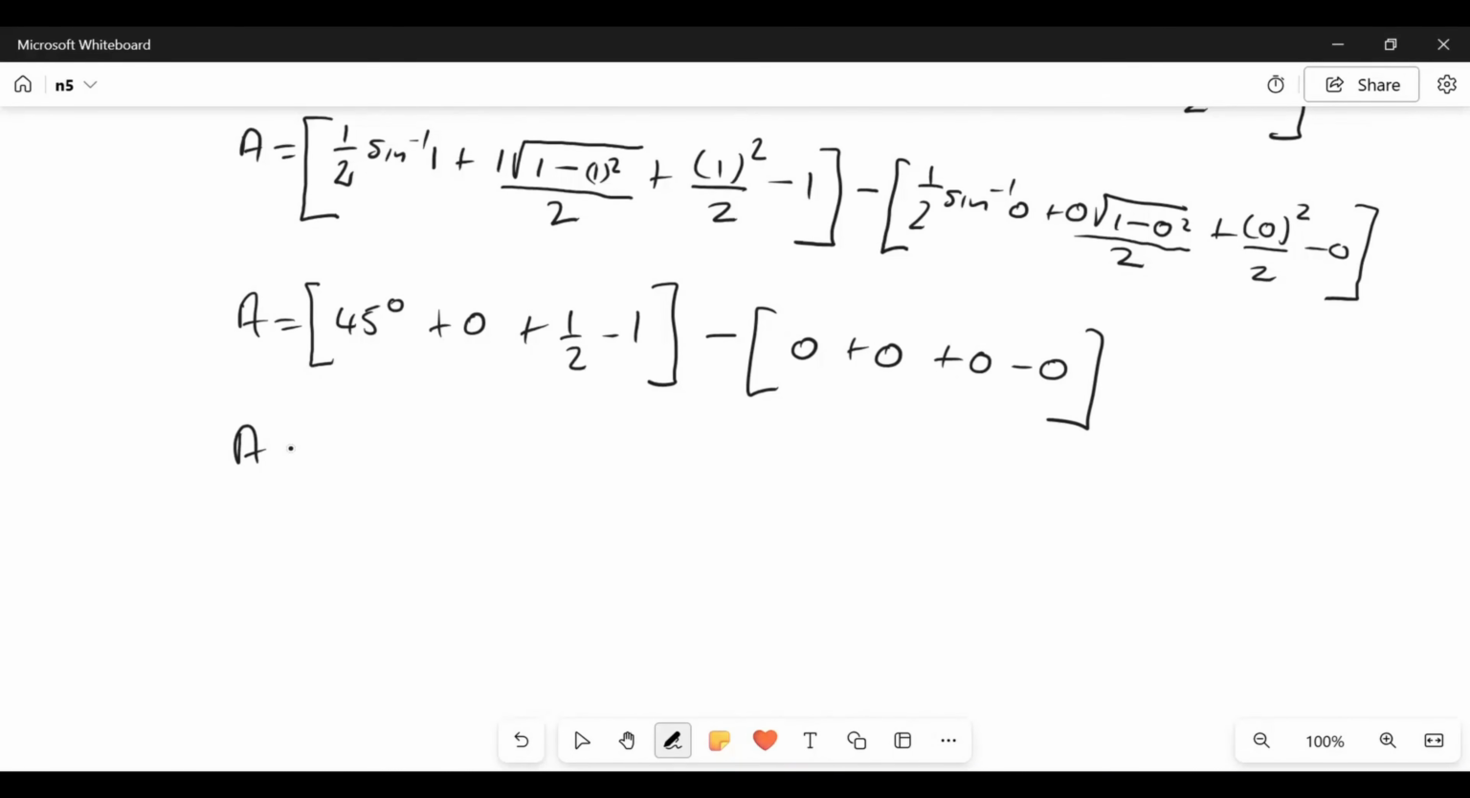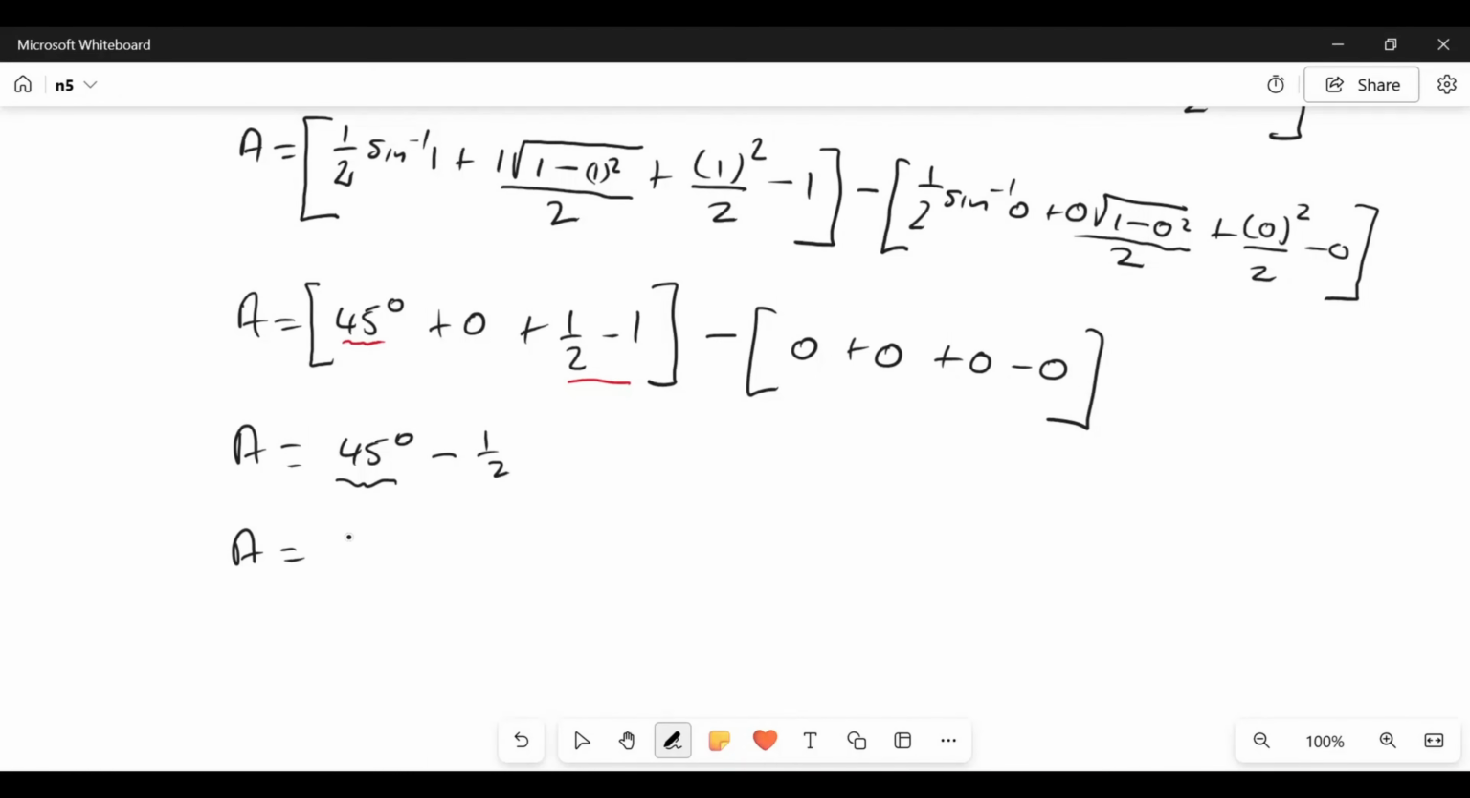So if you look at these here, we have 45 degrees and we have half minus 1. So your answer is going to be 45 degrees minus half. Now, rather change this into rads. The right way of doing this is to change 45 into rads so that it can interact with negative half.